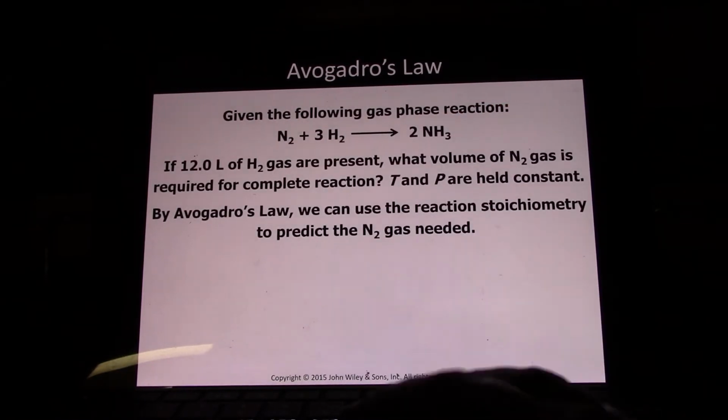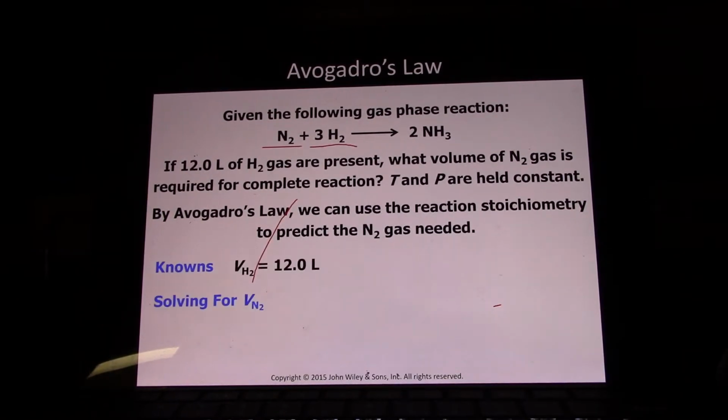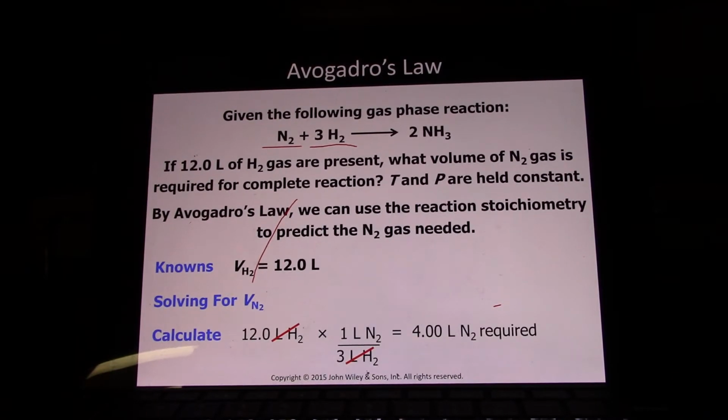So if 12 liters of hydrogen react, and it's a 3-to-1 ratio, you know you need 4 liters of nitrogen for that reaction. So this is gas stoichiometry. Gas volumes are stoichiometric because they contain the same number of molecules, regardless of what gas it is, as long as the temperature and pressure are held constant.